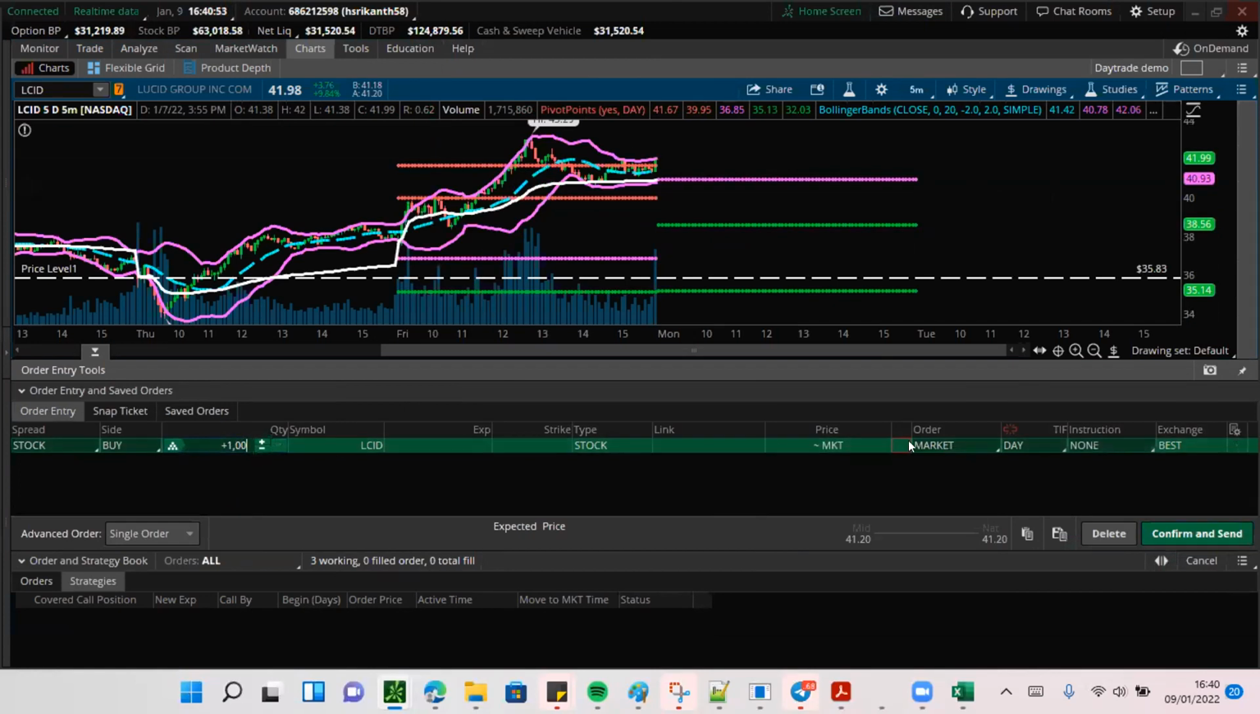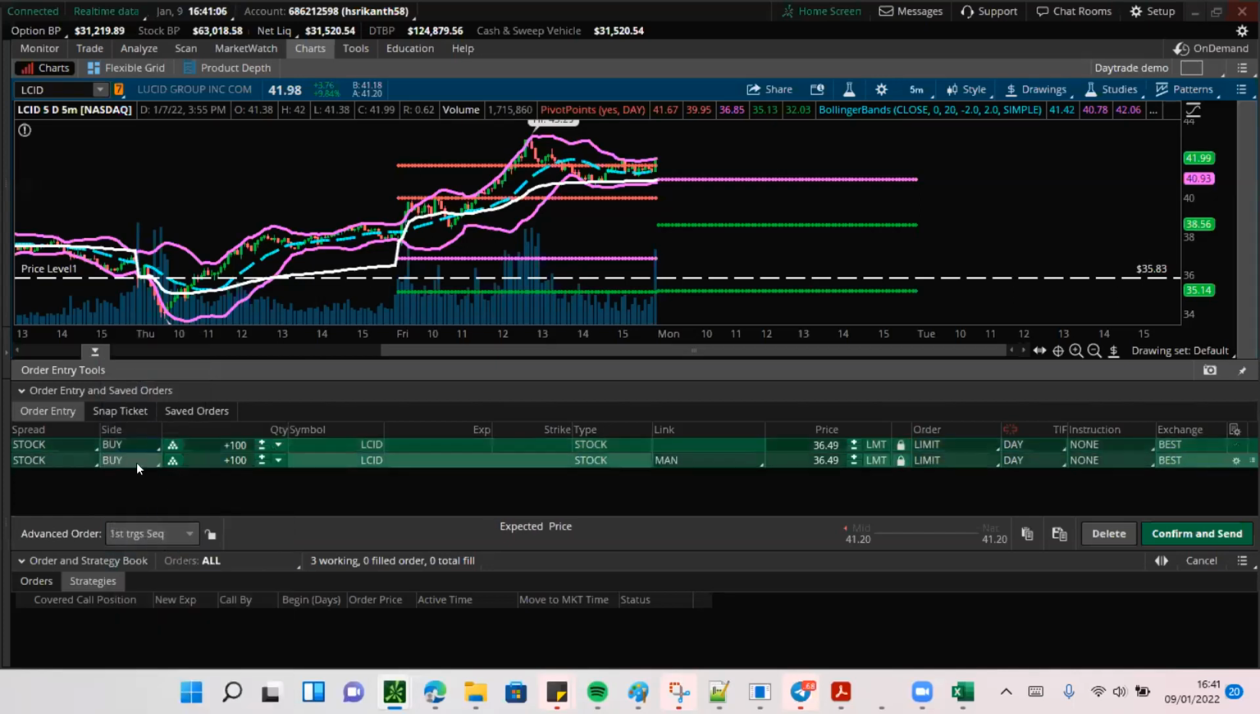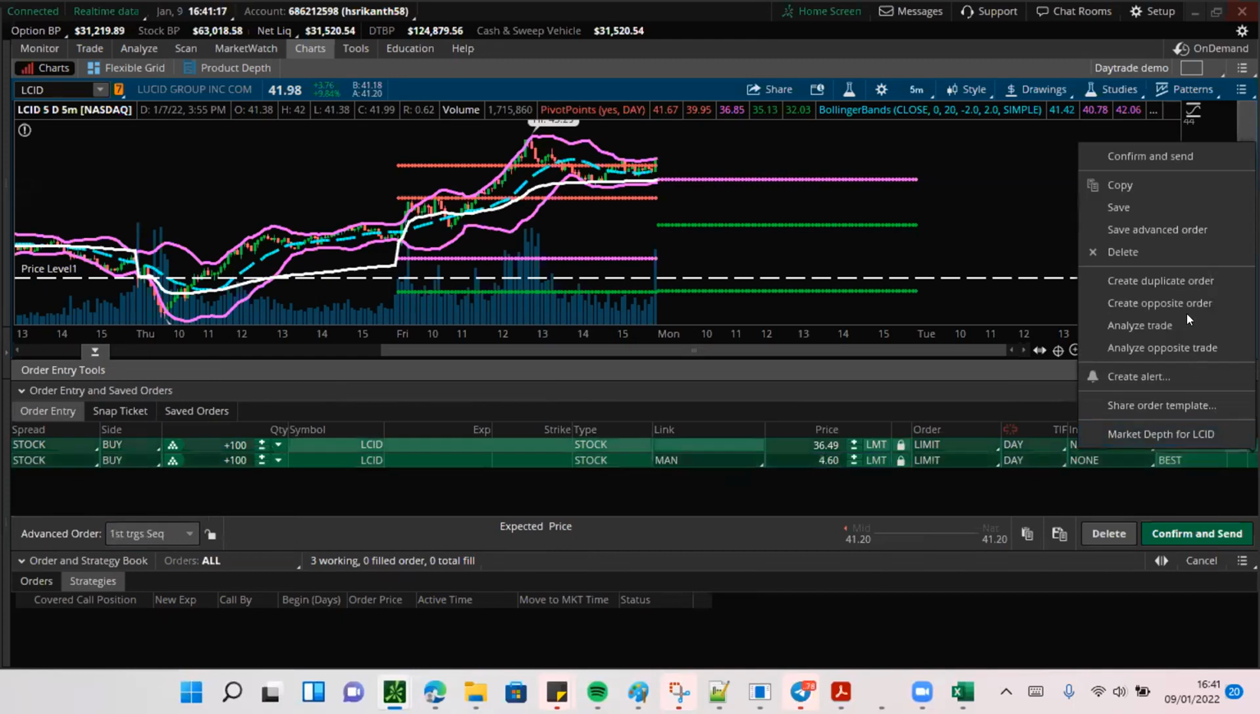Go to buy 100 stocks at a limit order, right? And here you change it to the first trigger sequence and create a duplicate order. The same stocks you wanted to sell it at 41.60. Okay, sorry, I'll delete this line.